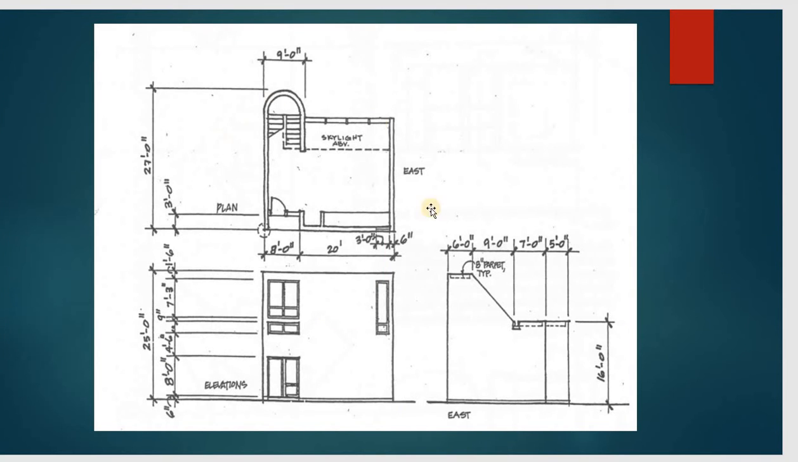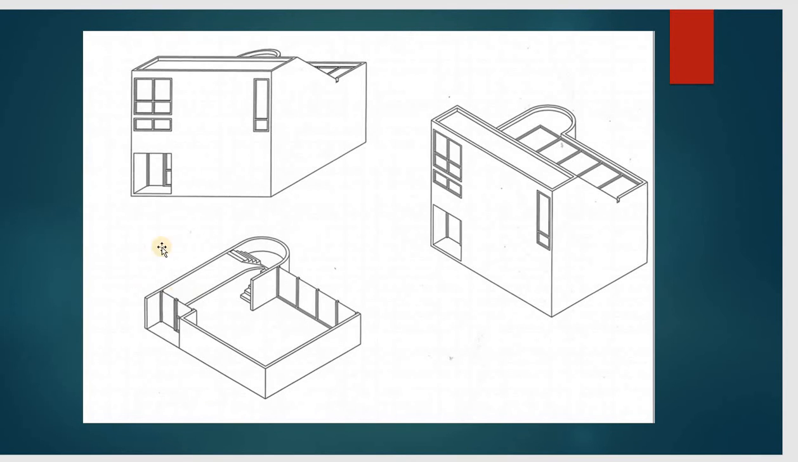This is the part from the floor plan, and this is the part from the elevation. You need to draw the roof line, the elevation for each of them, and the missing one. This one is the elevation from this one.